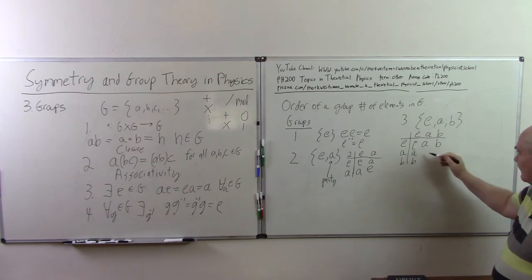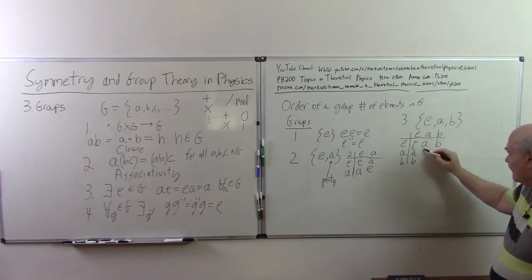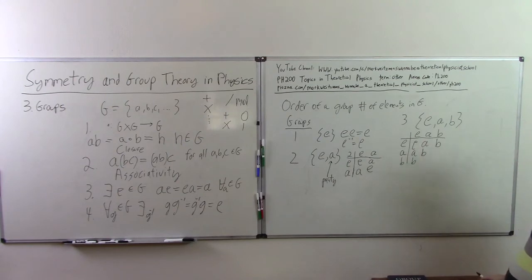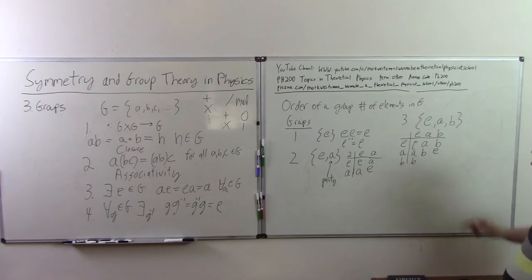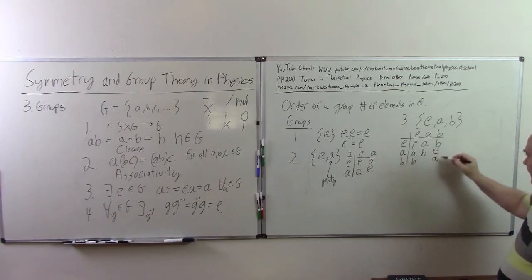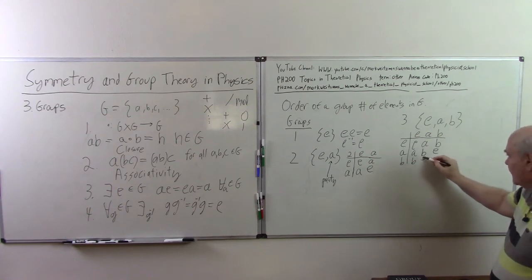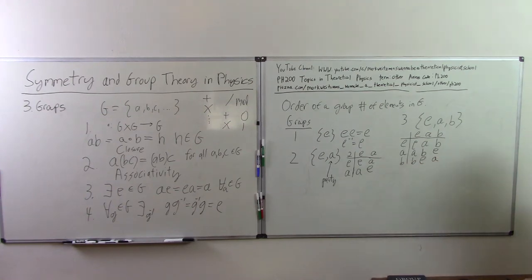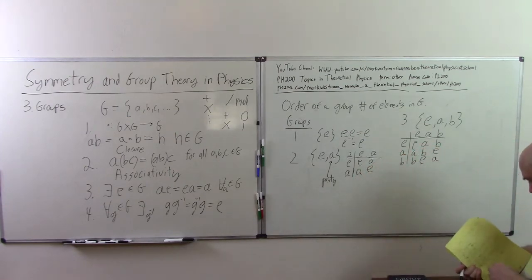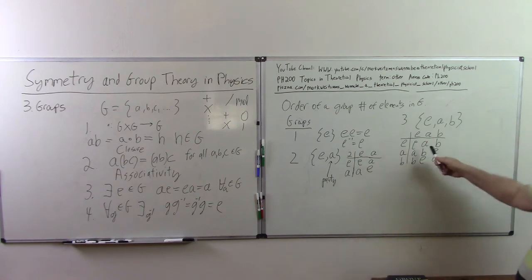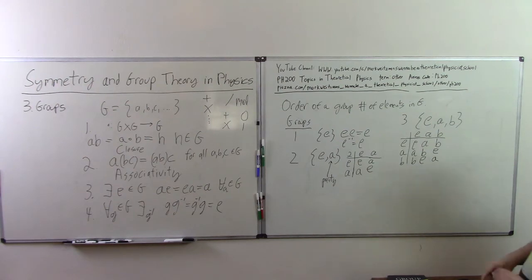And it might be B. Let's see what would happen if we tried B. Then we would know that this is E. Then we would know that this is A, because B, and then we would know this is E. So this seems consistent, and you can actually multiply it out and see that it works. It turns out there's only one group of 3 elements.